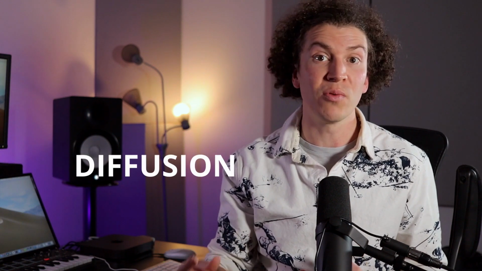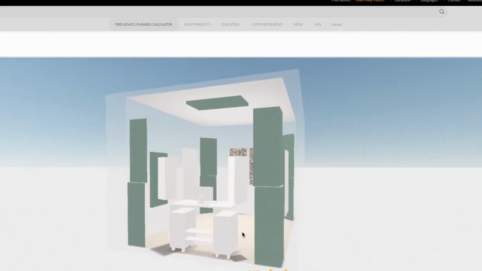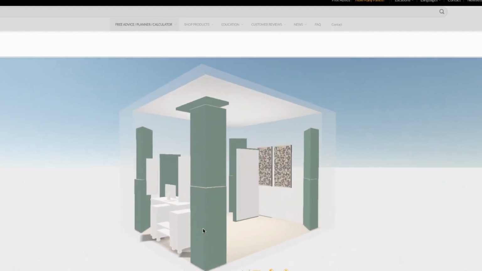I like using a combination panel on my back wall that uses both diffusion and absorption. What is most important is that you understand what diffusion is and that we will place those panels on our back wall directly behind the listening position.